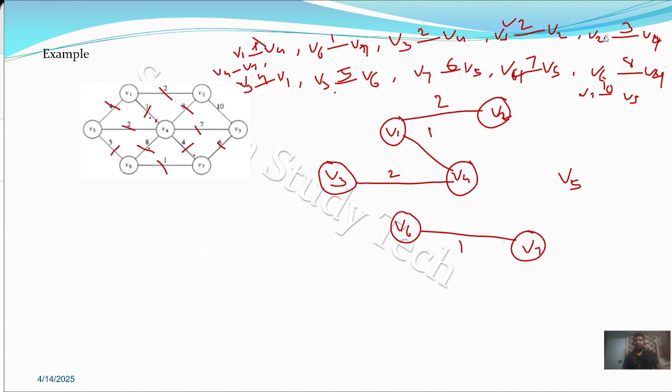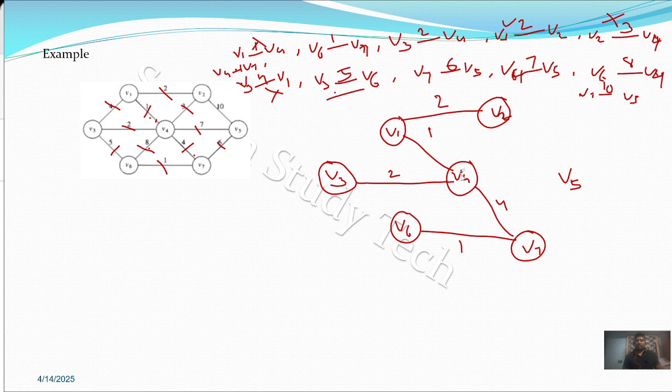Next one is v2 to v4. If you use this edge v2 to v4, it forms a cycle, that's why you can ignore this edge, you cannot add it. Then v4 to v7, you can add this edge, the cost is 4. Now v3 to v1, if you consider this one, it forms a cycle, so you cannot consider that edge.